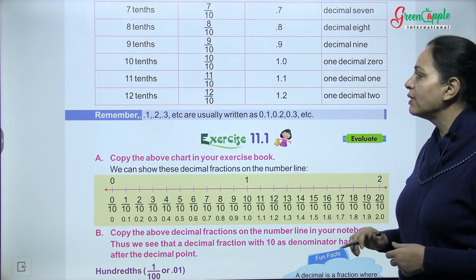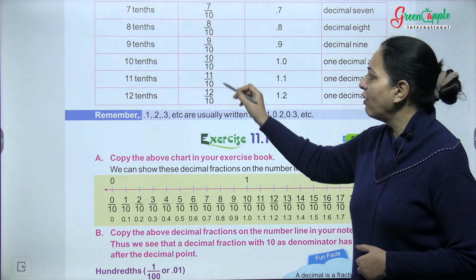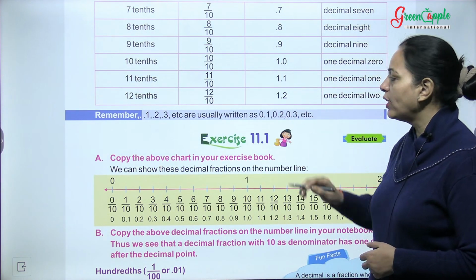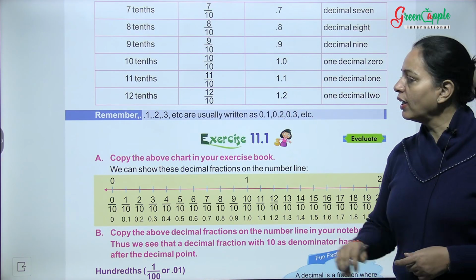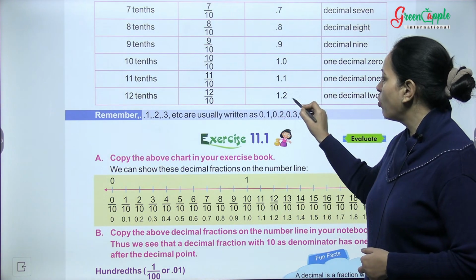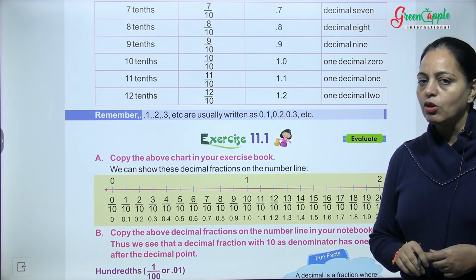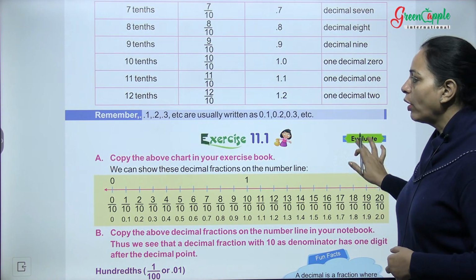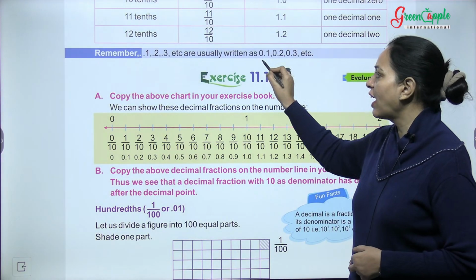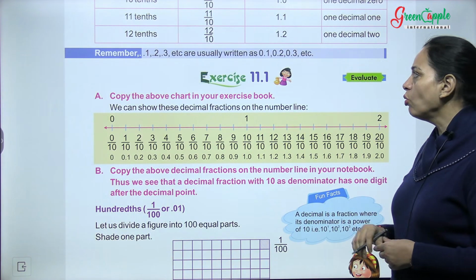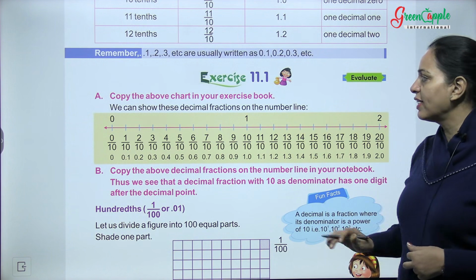1.0, 1 decimal 0. 11 tenth, 11 by 10, this is 1.1, so 1 decimal 1. 12 tenth, 12 by 10, this is 1.2, 1 decimal 2. So remember, 0.1, 0.2, 0.3, etc. are usually written as 0.1, 0.2, 0.3, etc.